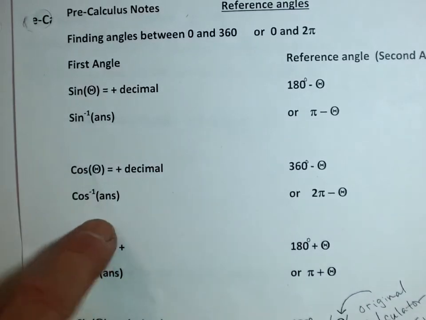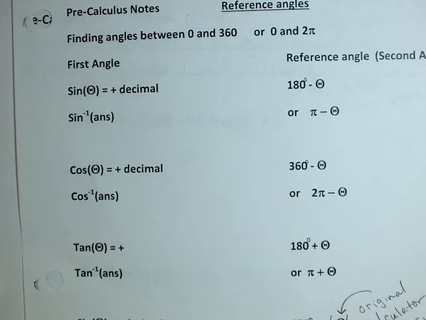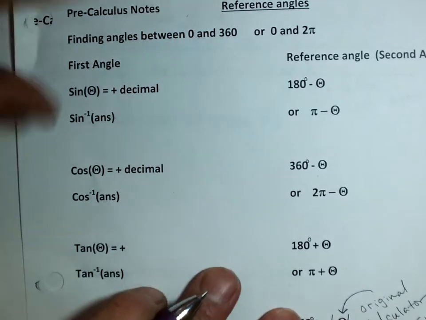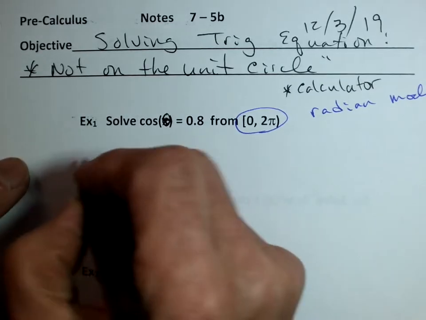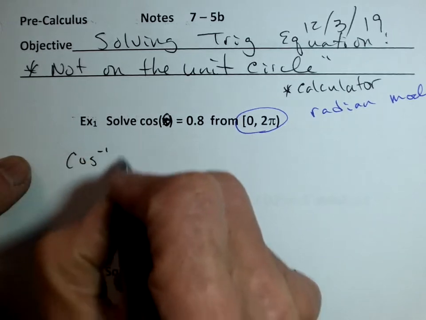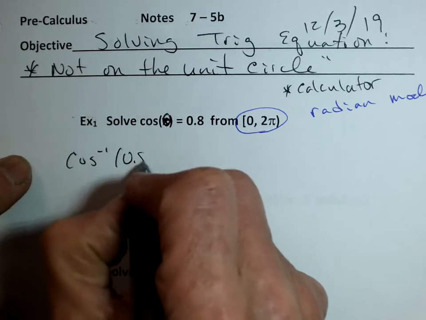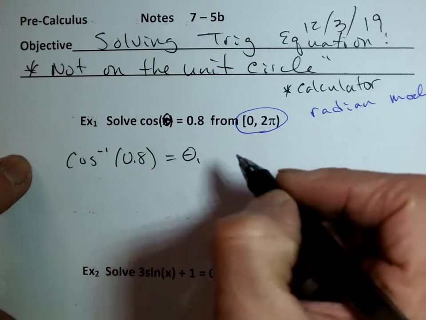What's it say? Here's how you use the chart. My chart says I've got cosine of theta equals a positive decimal. That's my question. Do you see that? What am I going to do? Cosine inverse, right? So, to use my chart to find theta 1, cosine inverse of 0.8 will equal theta 1, okay?